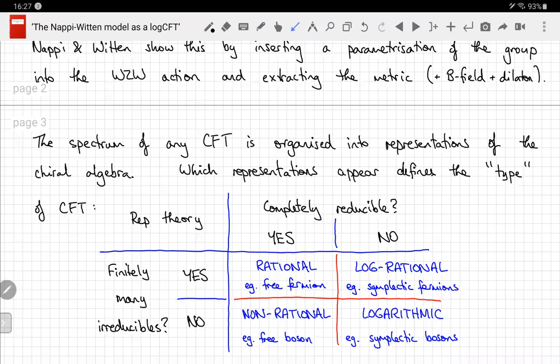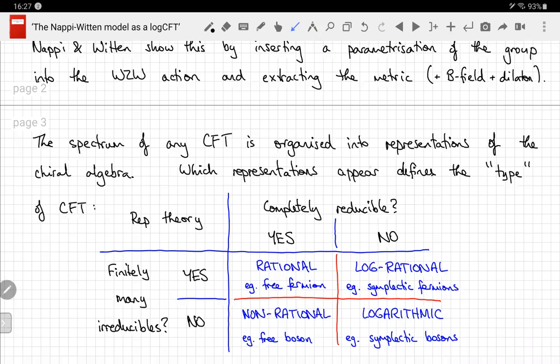So as with any conformal field theory, and here I'm being a little bit sloppy, so experts will no doubt want to complain, but they can do that afterwards. If you look at conformal field theory, then you can always organize the spectrum into representations of this thing called the chiral algebra, or the vertex operator algebra. And so I want to define various types of conformal field theory based on the types of representations that appear. And so here's my rep theory.